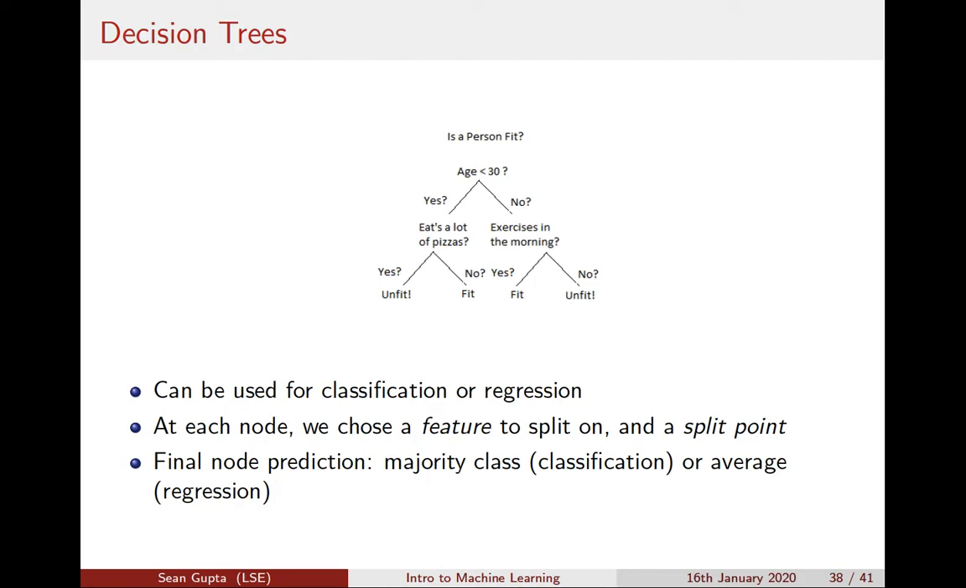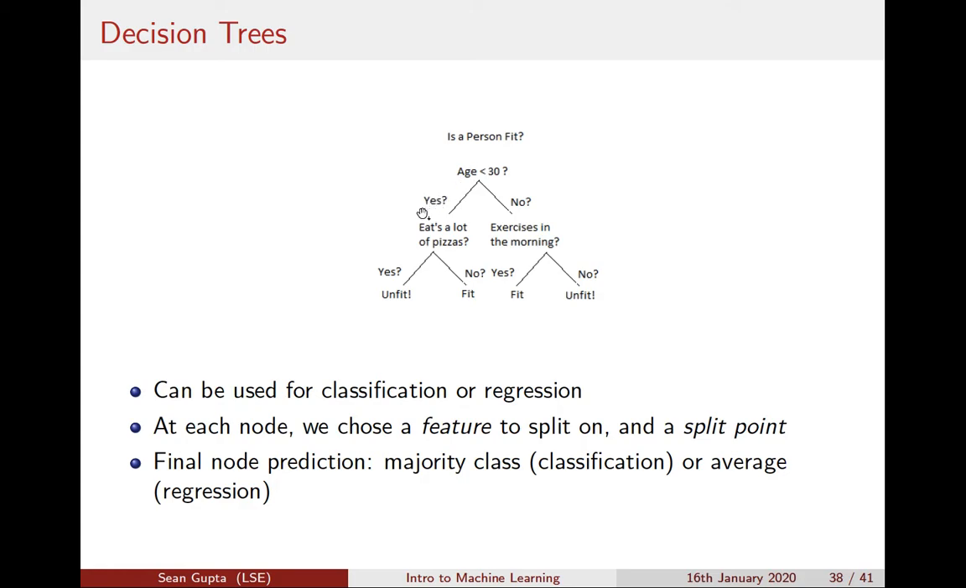Let's say we want to classify a person as being fit or unfit. We will start at the top of this tree. This is an already fitted decision tree, and we'll ask how old is this person. If the age is less than 30, we will go down the left path. If they're older than 30, we'll go down the right path. Let's say they're younger than 30.